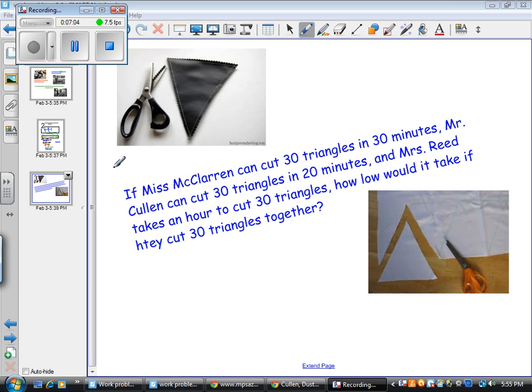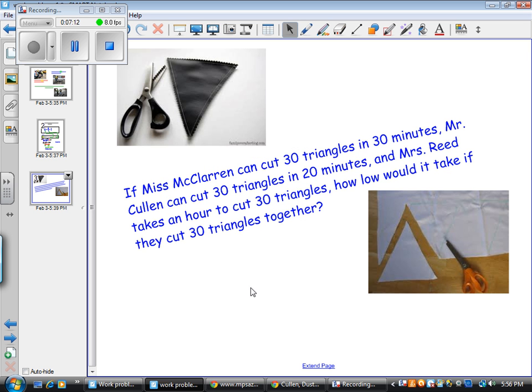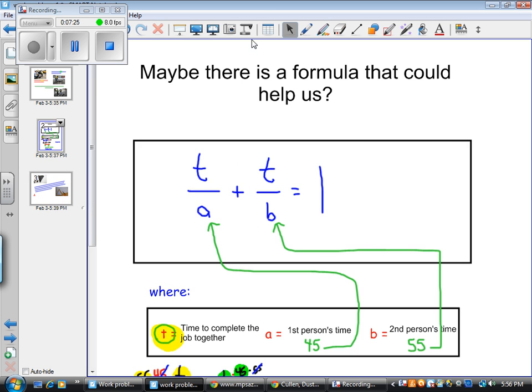The question is, how long would it take if they, typo, let's change that real quick, that'll bother me. If they cut the triangles together, okay? So the only way this one's going to be different is that I'm going to have 1 over, I'm sorry, not 1. Let me go back here. Cut that out of there. Whoops.